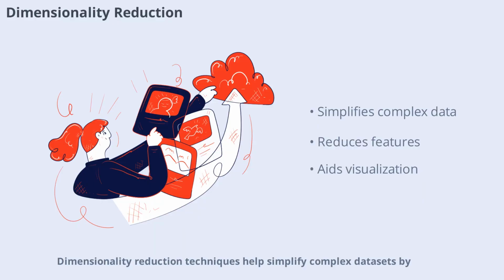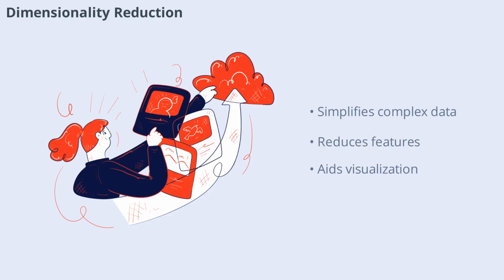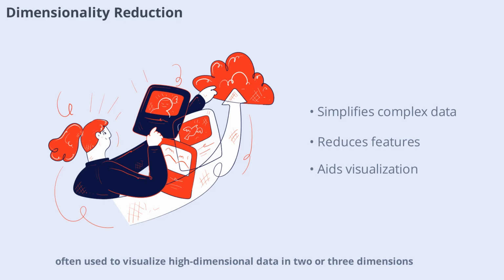Dimensionality reduction techniques help simplify complex datasets by reducing the number of features while preserving important information. This makes models faster and easier to interpret. Principal component analysis (PCA) is a popular method, often used to visualize high-dimensional data in 2 or 3 dimensions.